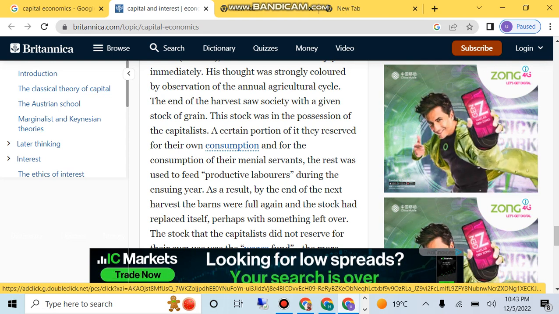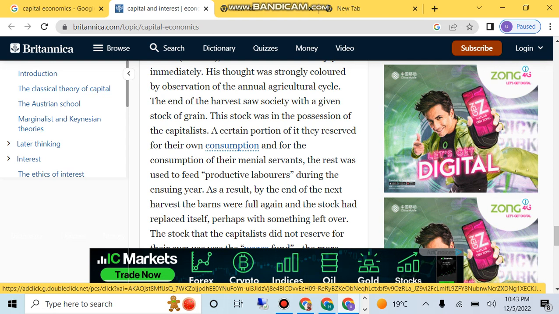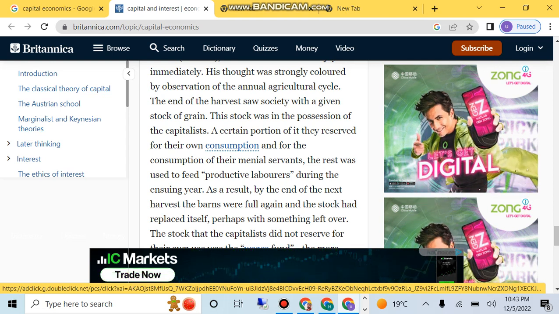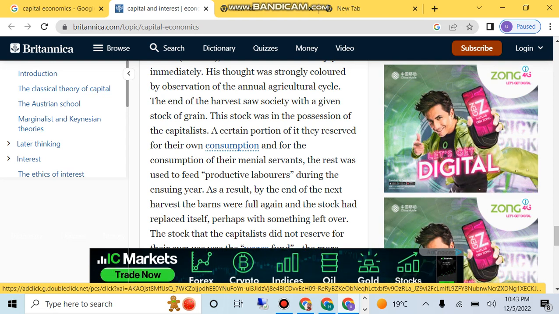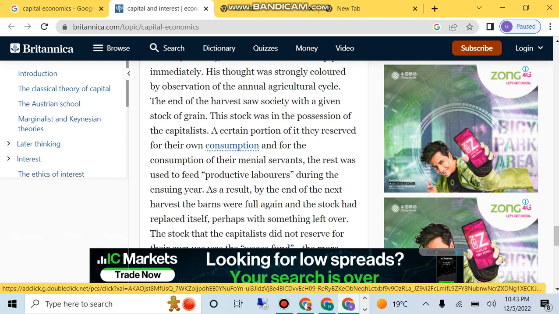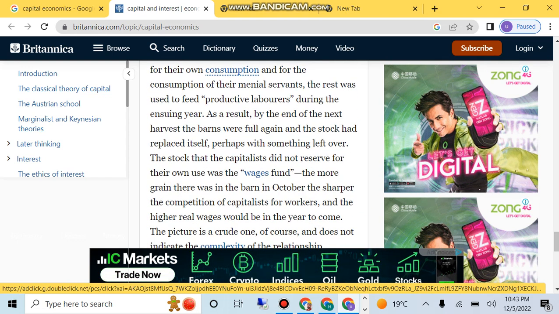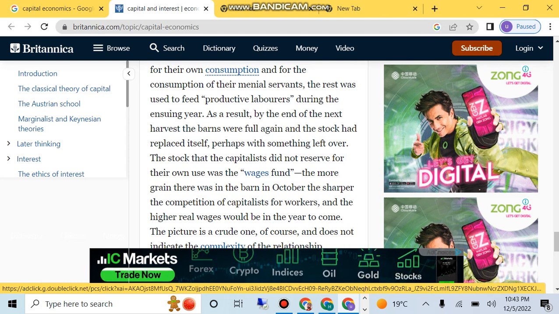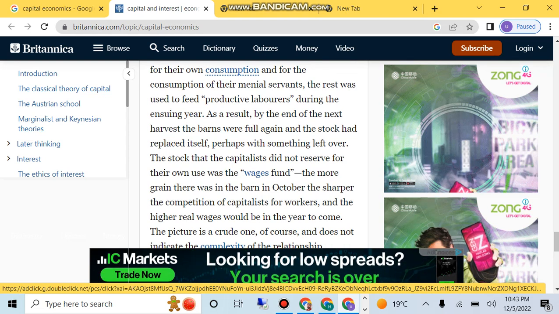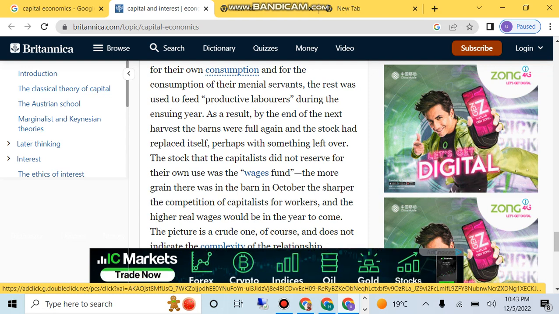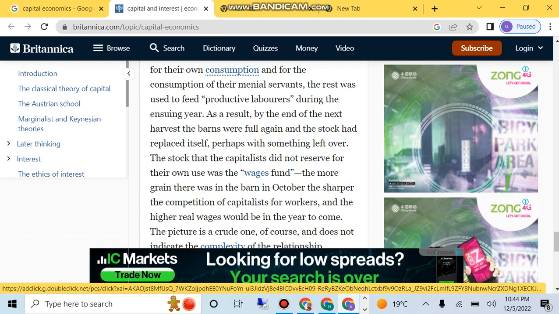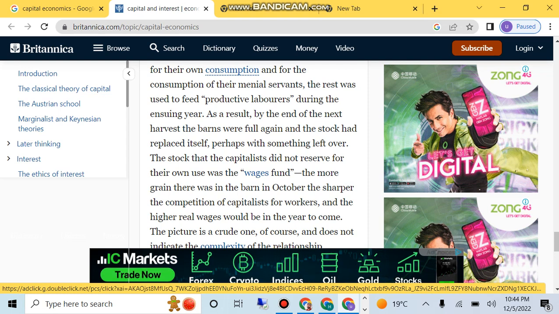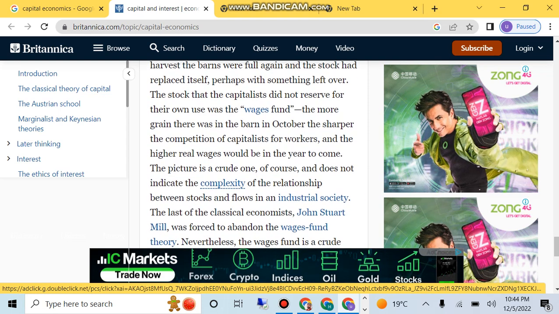A certain portion of it they reserved for their own consumption and for the consumption of their menial servants. The rest was used to feed productive laborers during the ensuing year. As a result, by the end of the next harvest, the barns were full again, and the stock had replaced itself, perhaps with something left over. The stock that the capitalists did not reserve for their own use was the wages fund. The more grain there was in the barn in October, the sharper the competition of capitalists for workers, and the higher real wages would be in the year to come.